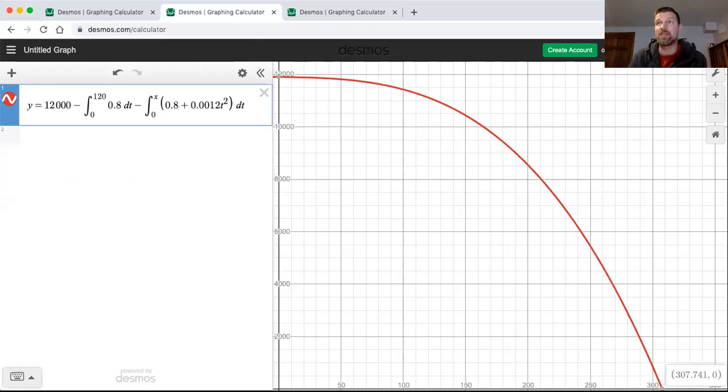300 minutes is 5 hours, right? 300 divided by 60 is 5. So that's 5 hours after 2 o'clock. So just after 7 o'clock, I had lost all of my water. That's when the water got down to 0. All right, moving on.